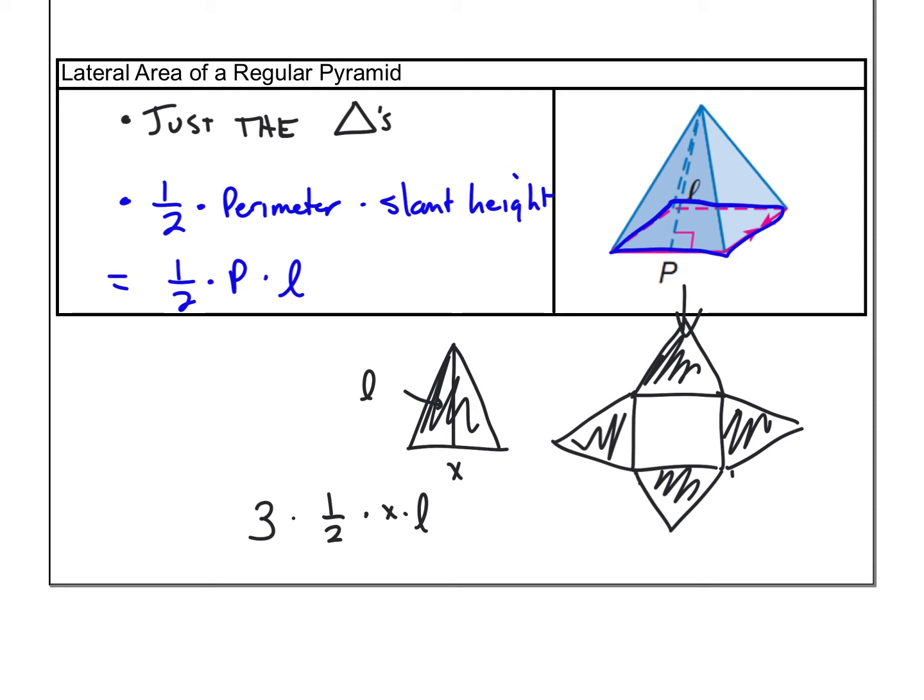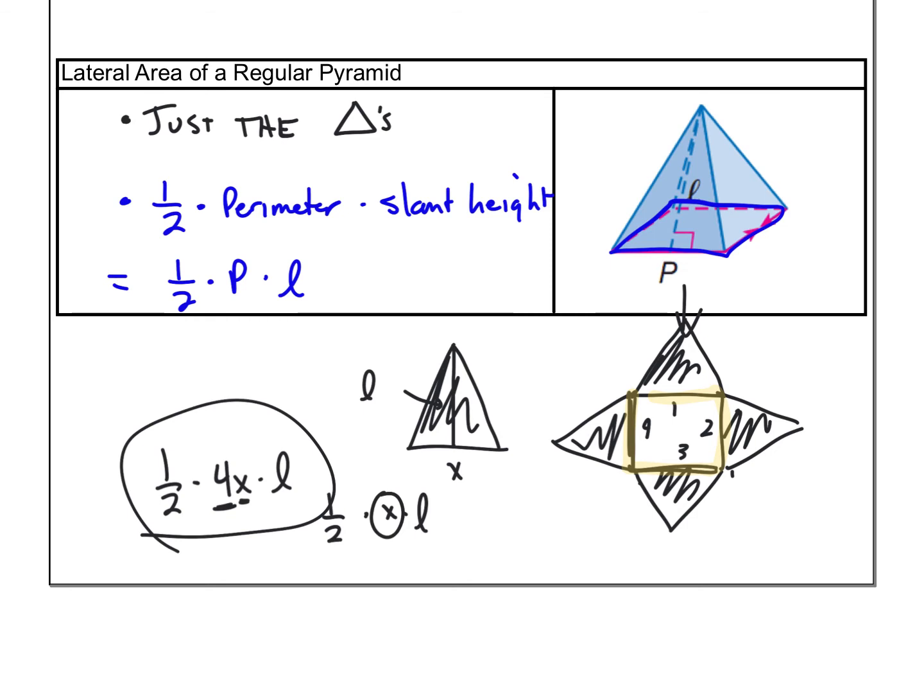So all I'm doing is moving this inside. However many sides there are, I'm multiplying by that one base. So this is like saying 1/2 times 4x times L. The 4 came because there are 4 sides, and the x is one of these sides. So I'm multiplying it by 4 times my slant height. That's my answer: 4 times one side, 4x, times the slant height.